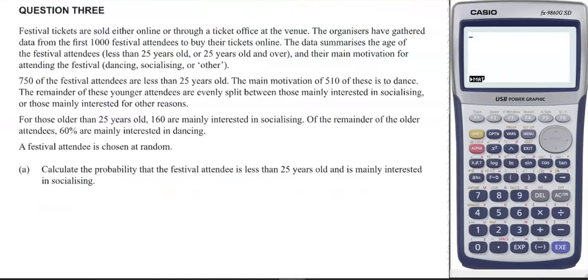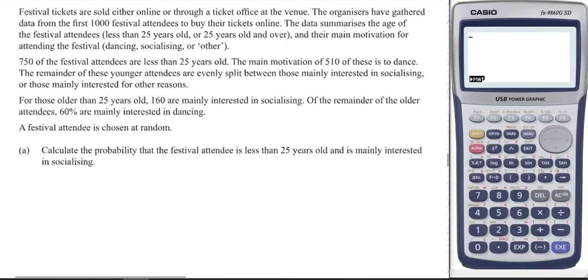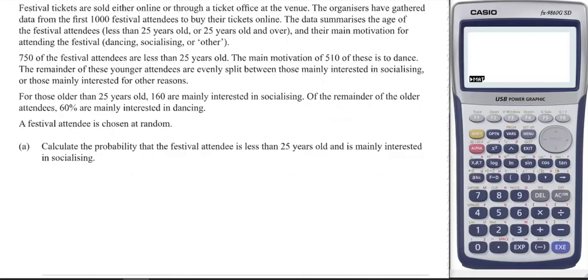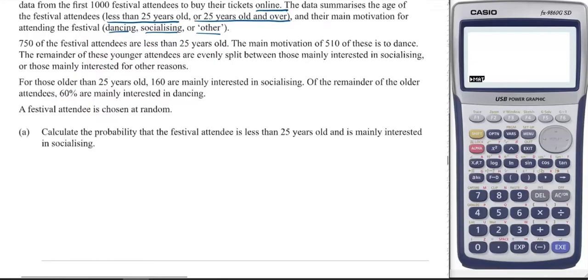Okay, question 3. We've got festival tickets sold out online or through a ticket office. We're gathering data from the first 1,000 festival attendees to buy their tickets online. The data summarizes the age of them. So we've got less than 25, 25 and older, their main motivation to dance, socialize or other, and then we've got some numbers in there. We want to calculate the probability that the festival attendee is less than 25 years old and is mainly interested in socializing. So let's set ourselves up a table.